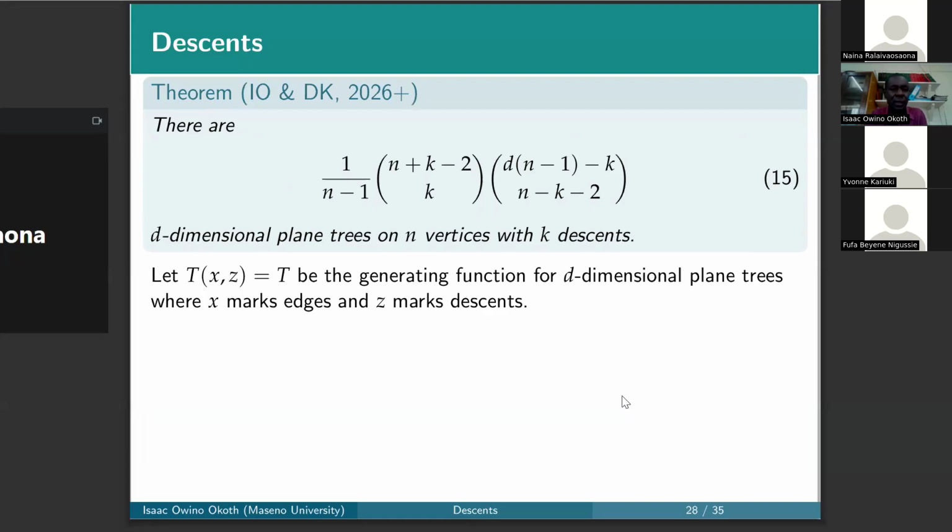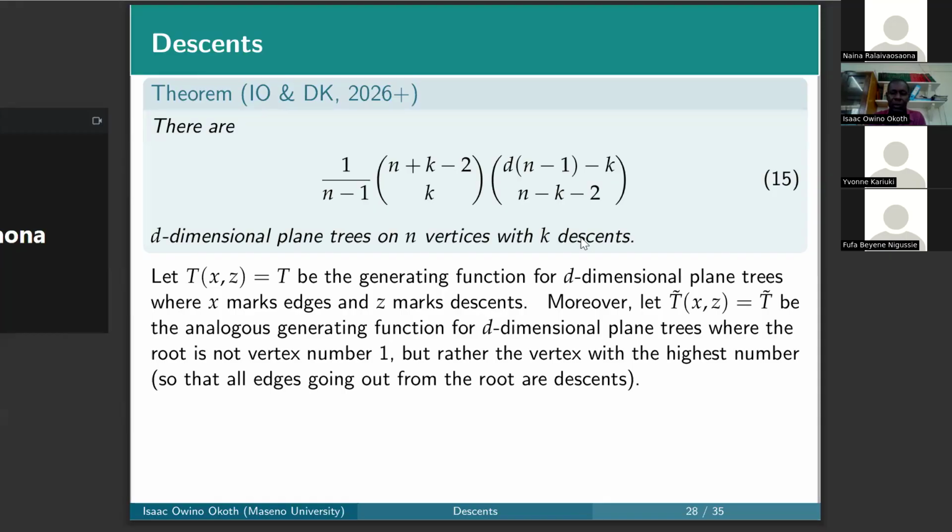Then for the distance, there are this number of d-dimensional plane trees with n vertices, of which there are k distances. So how do we prove that? Again, we let T(x,z) be the bivariate generating function for d-dimensional plane trees, where x marks vertices and z marks a distance. Then we also let T tilde be the analogous generating function for d-dimensional plane trees, where here the root is not vertex 1, but the vertex with the highest number.